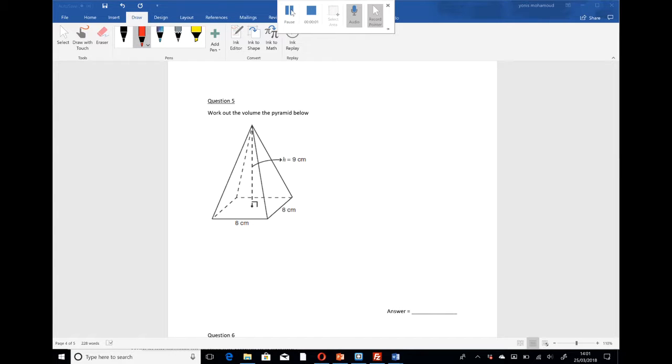Okay, so let's go over question 5. Question 5 asks, work out the volume of the pyramid below. To work out the volume of a pyramid, you're going to have to memorize this formula, which is 1/3 times the base area times height.